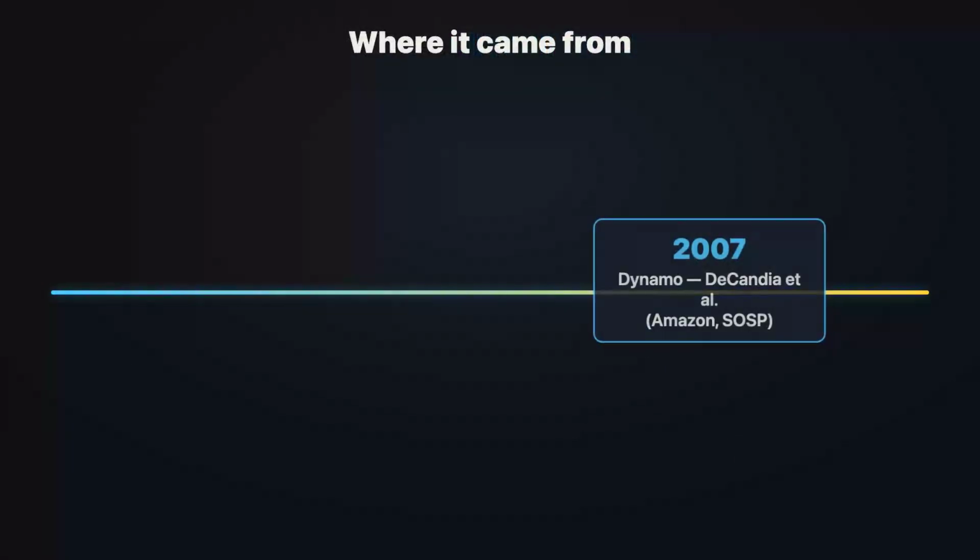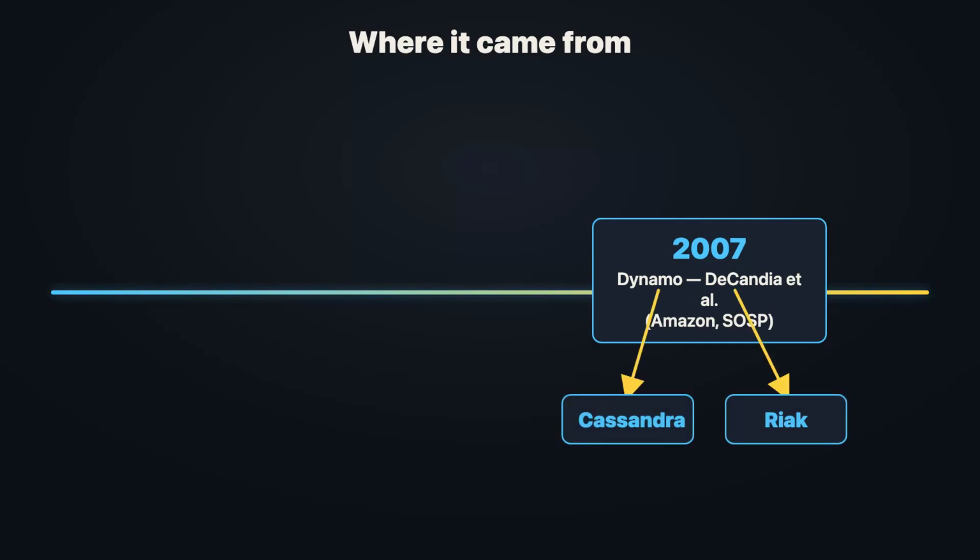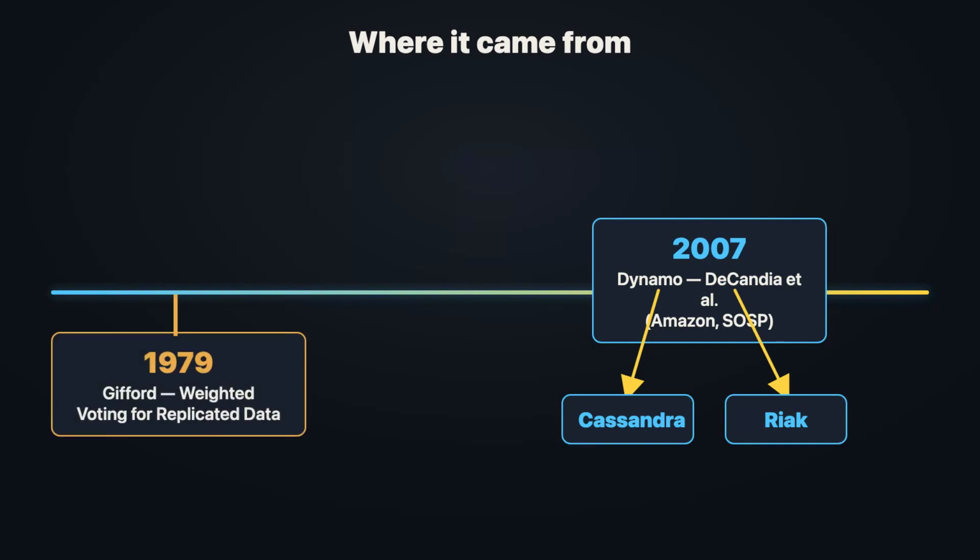This idea was popularized by Amazon's Dynamo paper, by DeCandia and colleagues, back in 2007. It inspired real systems you've heard of, Cassandra and Riak. And its deeper roots go back to Gifford's weighted voting for replicated data from 1979.